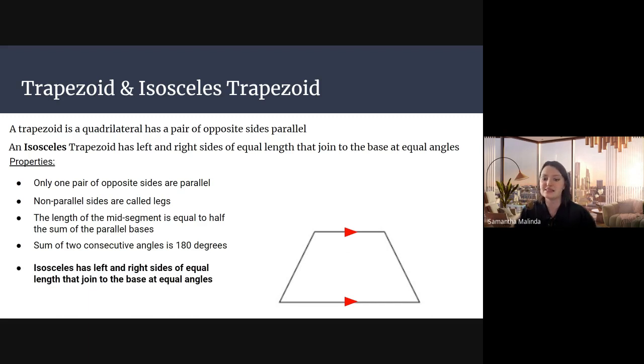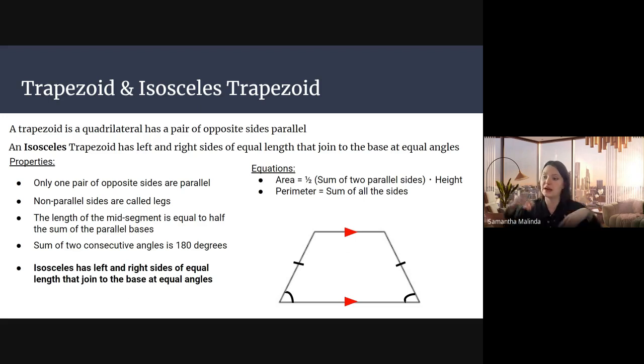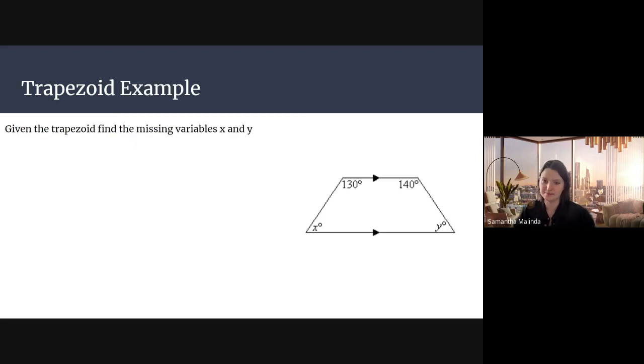And your isosceles, this is specific just to the isosceles, not to trapezoids as a whole. Isosceles has left and right sides, the legs that we talked about. They're the same length and they join at the same angle, which is shown on the picture. There is our equation. The area is a little different. It's 1/2 the sum of the two parallel sides, the top and the bottom bases, times the height.